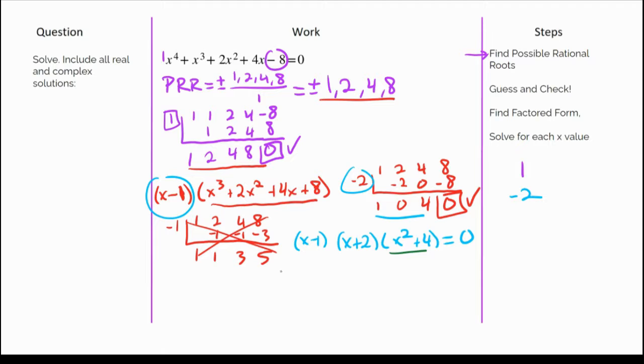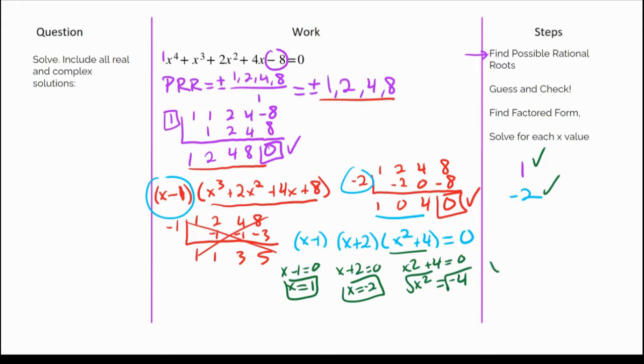So what I mean by that is, if I were to set all of these equal to 0, I know that x equals 1, which makes sense. X plus 2 equals 0, x equals negative 2, which makes sense. And then x squared plus 4 equals 0, x squared equals negative 4, square root both sides. X is going to equal positive or negative the square root of negative 4. Square root of 4 is 2, and if it's negative, I know it's imaginary. So that is my third and fourth root or solution to this equation.